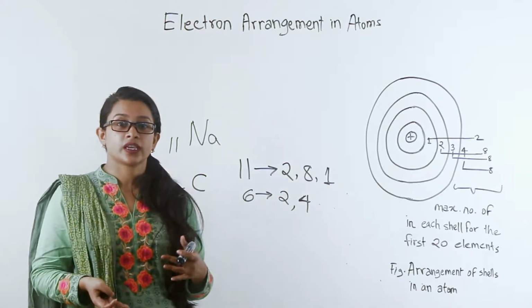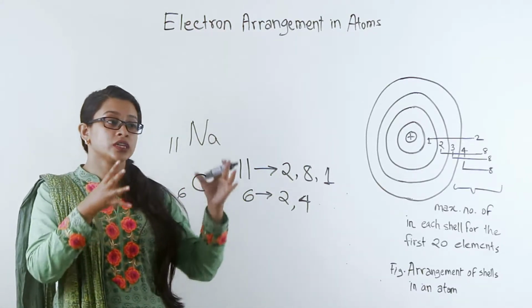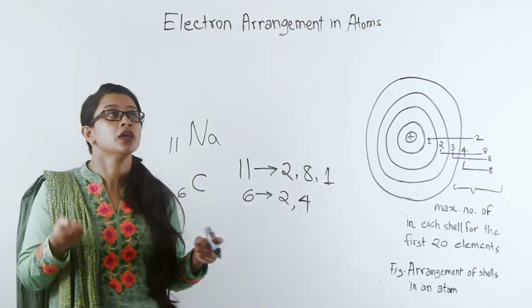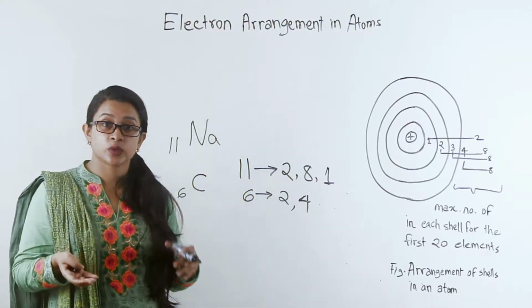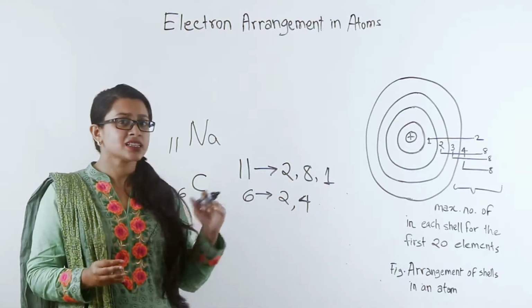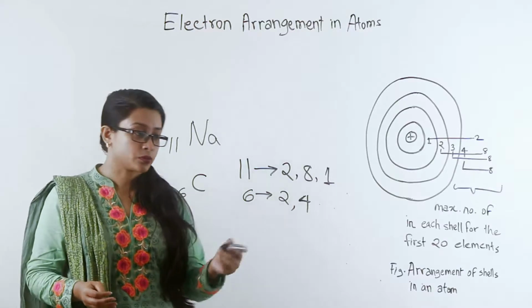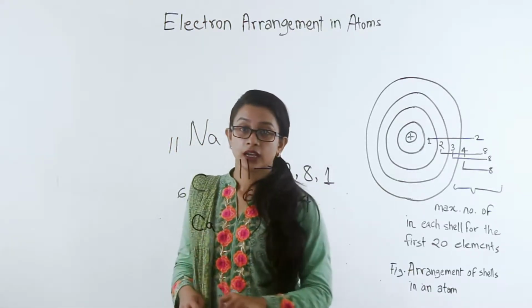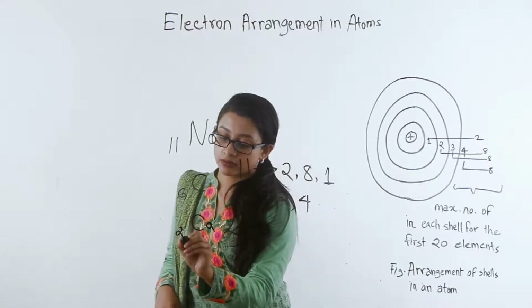And in this way, you can do the total electronic arrangement of any element from the first one to the 20th one, that is from hydrogen to calcium. You can break them down. Let's do calcium, for example. Calcium has an atomic number of 20.